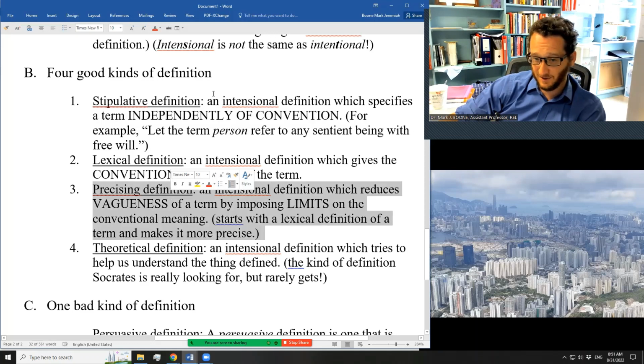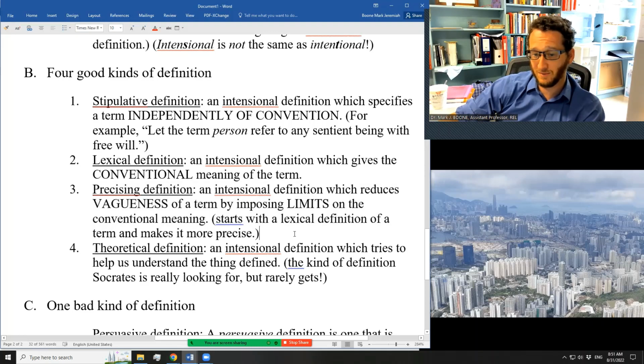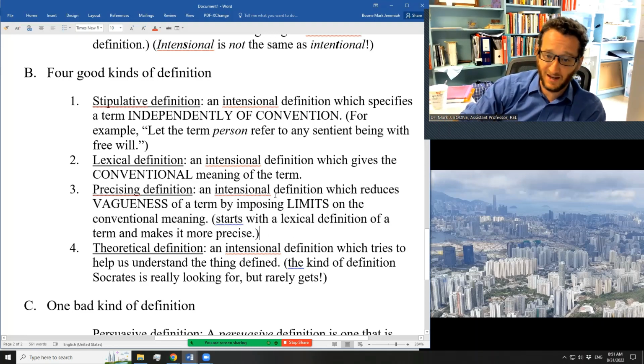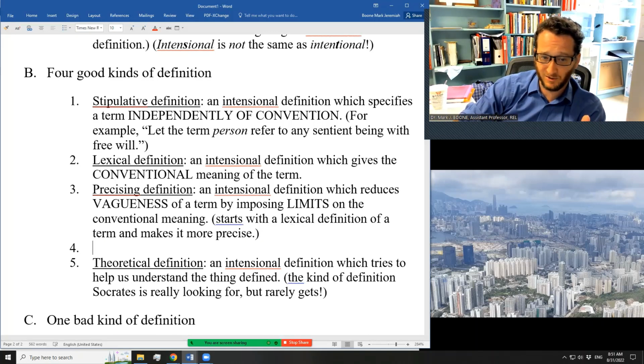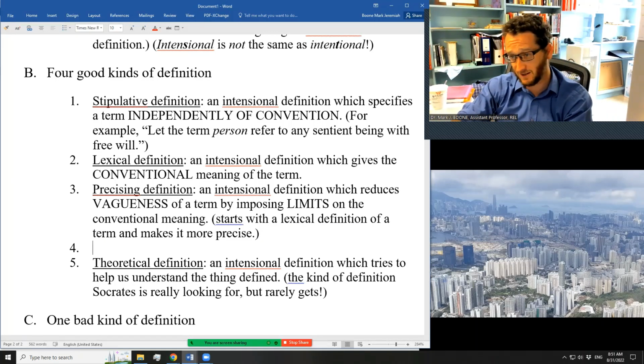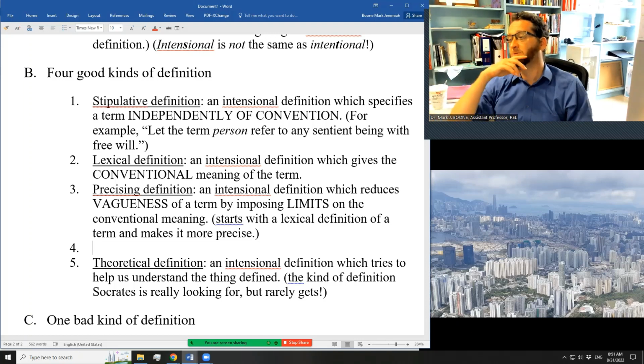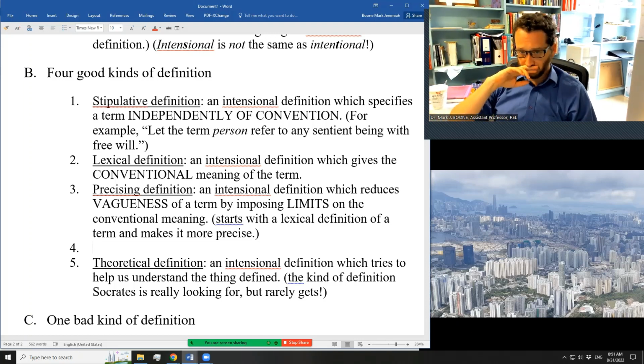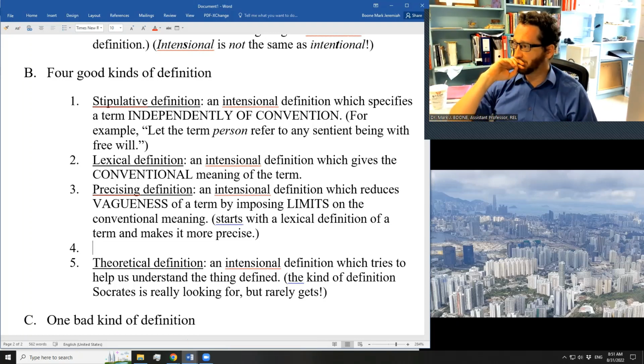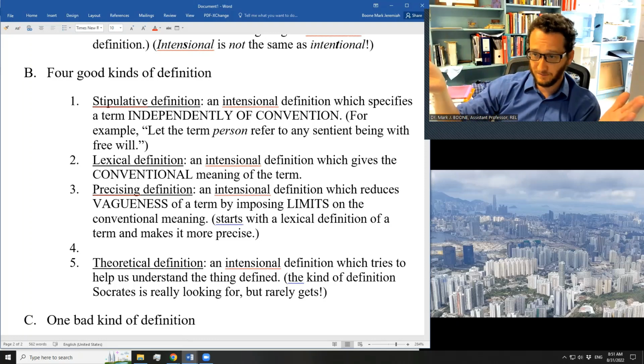A precising definition will reduce the vagueness of a term by imposing limits on the conventional meaning. It starts at the lexical definition and makes it more precise. So now that I've said that, let me add just a little bit more. Let me give an example of a precising definition and then get back to the term libertarian. A precising definition. When does a person become an adult? And it may vary for different purposes.